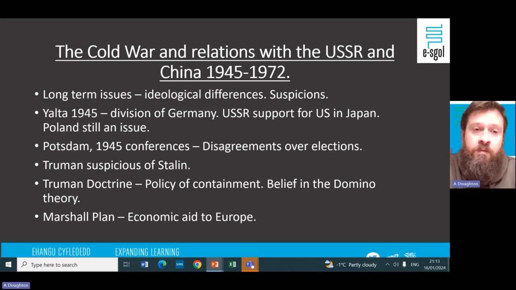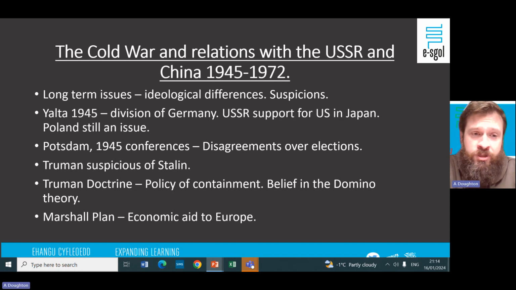Now in Potsdam in 1945, there's different people representing the countries. Now you have Truman instead of Roosevelt, and he takes a much more hardline attitude towards communism. He doesn't want to be seen as weak. So they do have disagreements over whether or not there should be elections in Eastern European countries. Obviously, Stalin didn't want that, because he felt that he would lose the grip that he had over these countries. And Truman was very suspicious of Stalin.